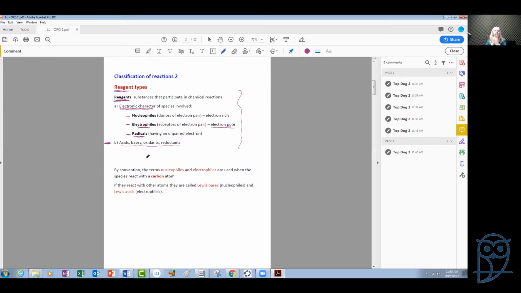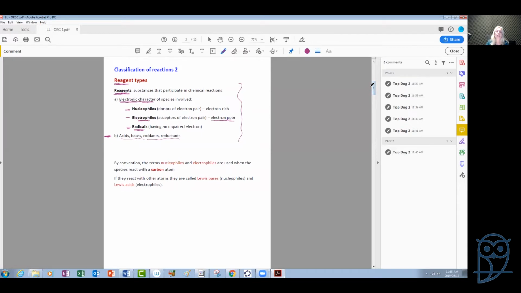So, all right. Maybe the next step is to talk a little bit more about these nucleophiles and the electrophiles so that we know what is happening when we talk about the mechanisms of the reactions. By convention, the terms nucleophiles and electrophiles are used when we talk about species which react with carbon atoms, and that is why we meet these a lot in organic chemistry.